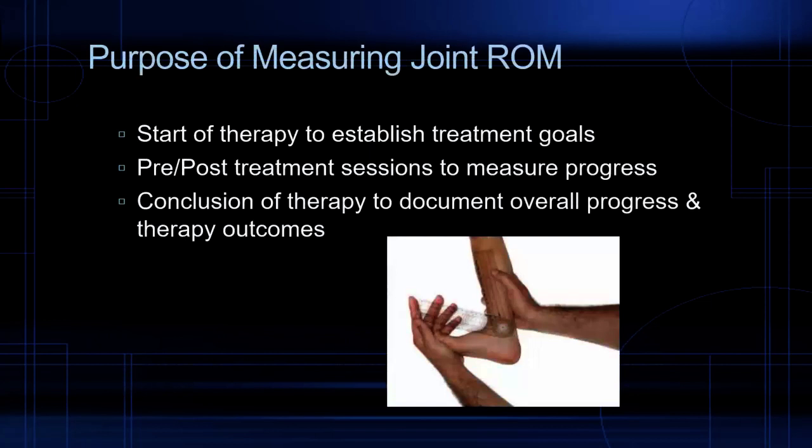So I think I mentioned both of these, or all of these already. You measure joint range of motion at the beginning of therapy at their initial evaluation. Usually that's the PT that's doing that to help establish treatment goals. Pre and post treatment measures to document how effective or non-effective the treatment is, and hopefully it's on the effective side, or else you might need to think about what you're doing. And then at their last visit to document their overall progress and the outcomes of therapy.